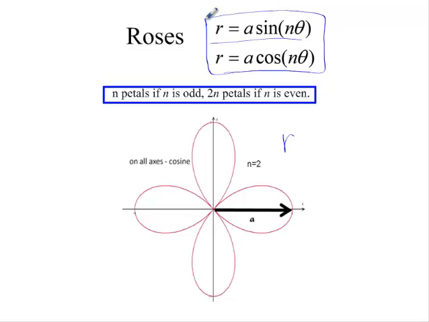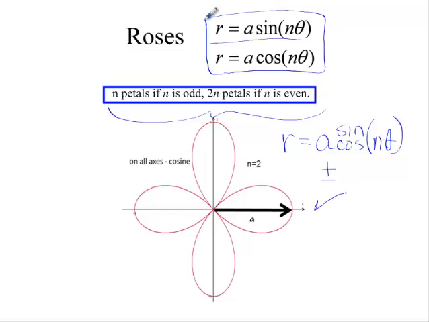Notice that on roses, we have r equals a. There is no plus or minus. We go directly to either sine or cosine, and then we have not just theta, but we have n theta. So if there is no plus or minus sign, we're not dealing with a limacon. We are dealing with a rose. N plays an important part in our rose. If n is an odd value, we have n number of petals. If n is an even value, we have 2 times n number of petals.